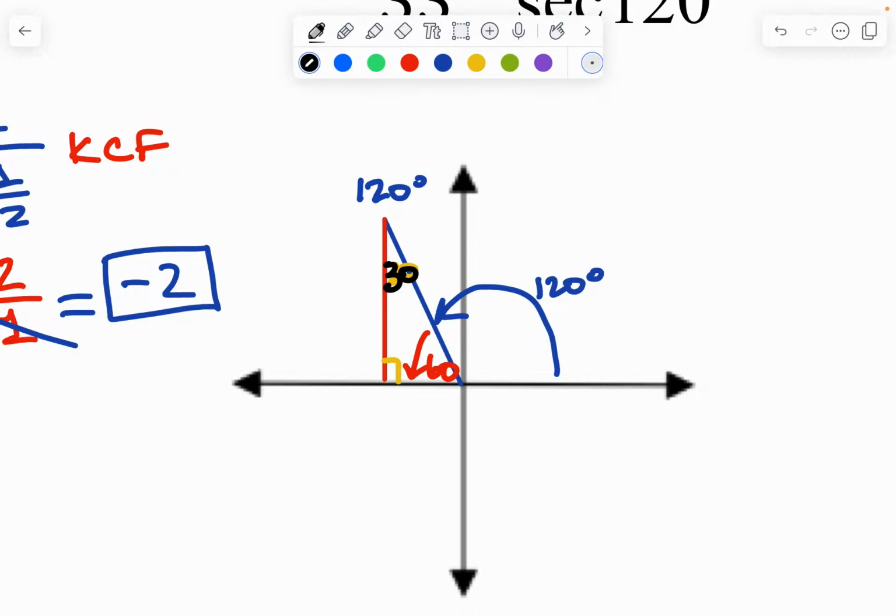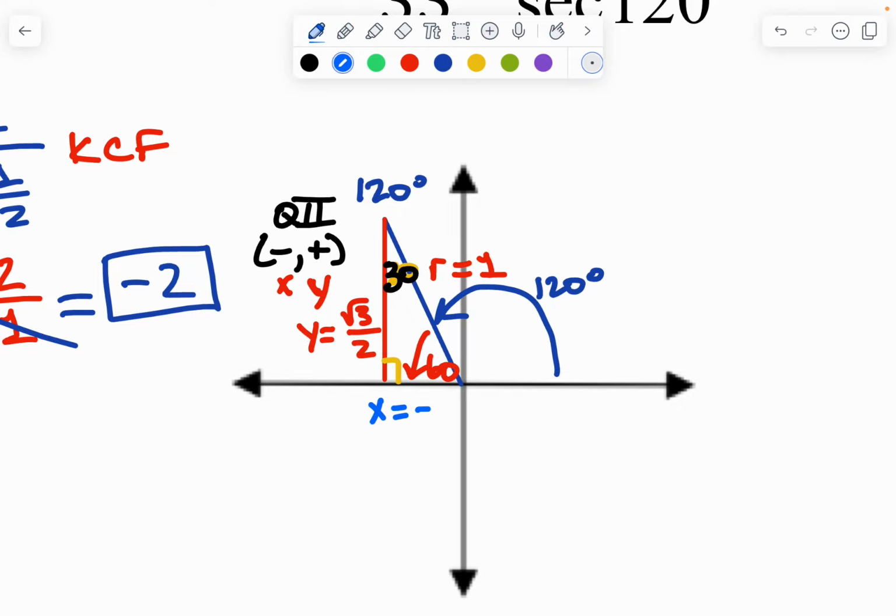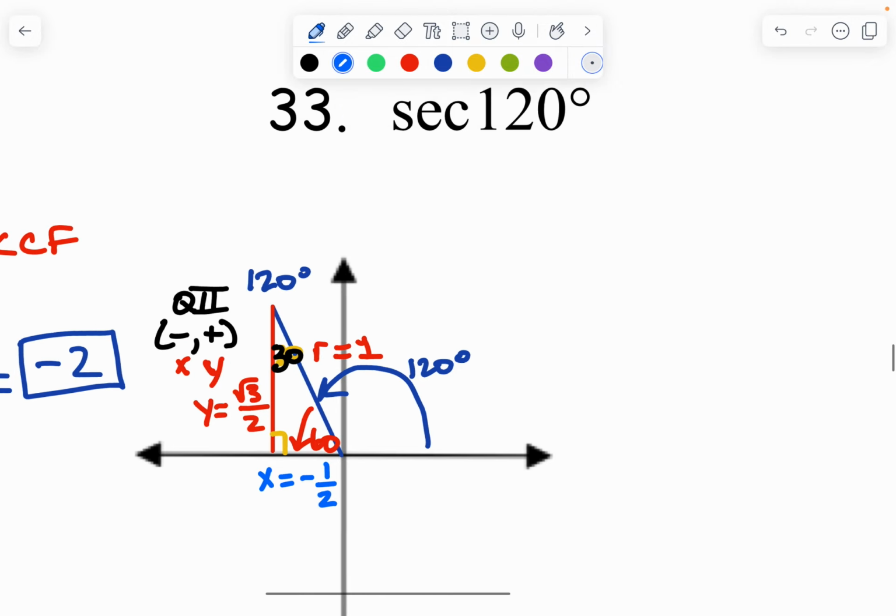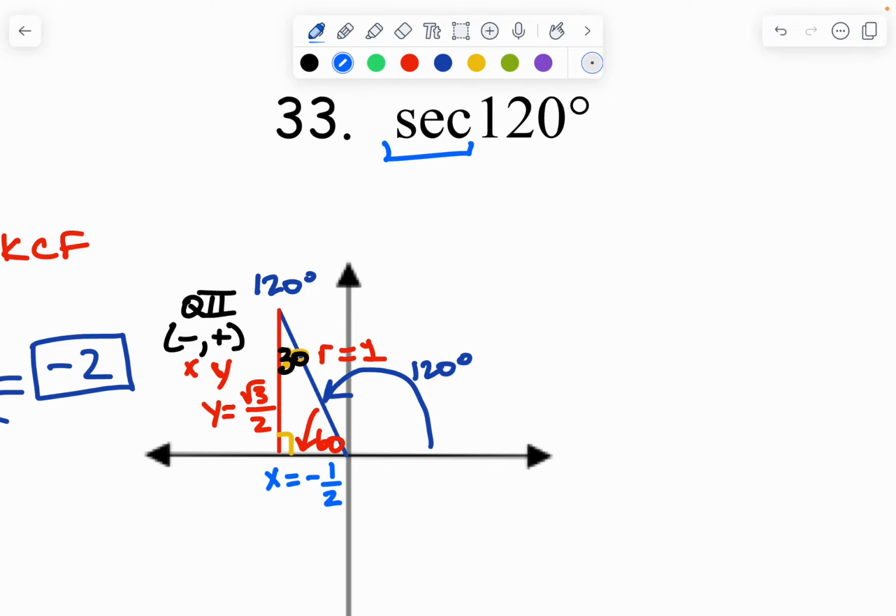Now, we're in quadrant 2, where my x is negative, but my y is positive. And just like always, r equals 1. That's our hypotenuse. Y is our mid-size leg of the triangle, so it's going to be square root of 3 over 2. And x is our short leg, and it is going to the left, so it's going to be negative 1/2.